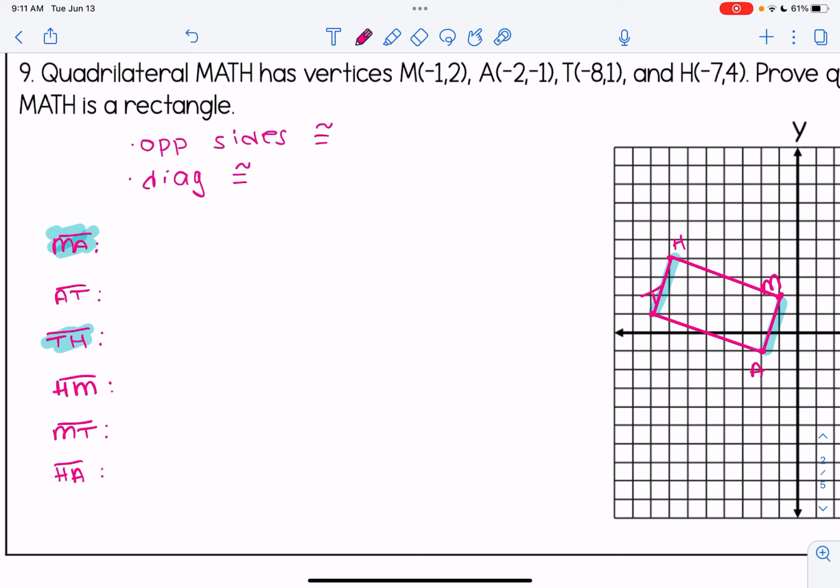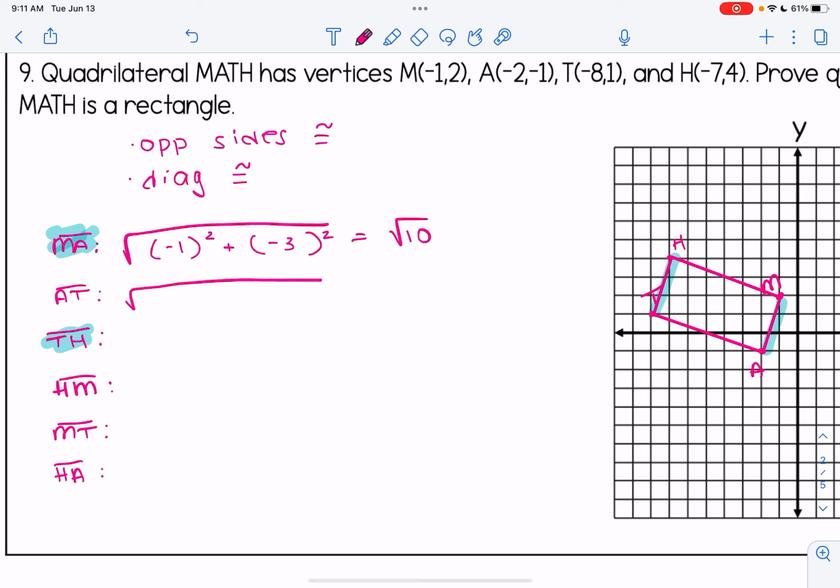All right, so utilizing the distance formula for MA, when I subtract the x's, I'm going to get -1 squared. Subtract the y's, I get -3 squared, and that's going to come out to be radical 10. I'm not going to find the decimal version. I'm just going to leave it exact as radical 10. And then I'm going to just repeat this process for all of them. So for AT, when I subtract the x's, I get -6. Subtract the y's, I get 2. That comes out to be radical 40.